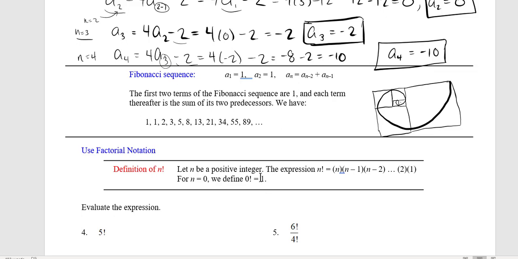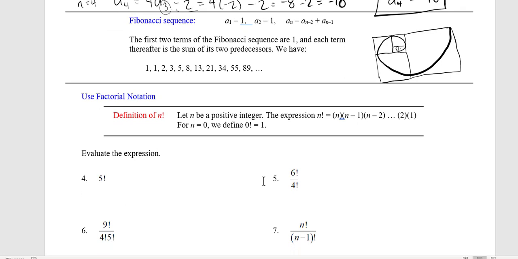So for example, 5 factorial, that's an n value of 5. So it says start at 5, multiply by 5 minus 1, multiply that by 5 minus 2, multiply that by 5 minus 3, all the way down until you get to 1. 5, 4, 3, 2, 1. That's what 5 factorial equals. So you multiply this out. 5 times 4 is 20, times 6. It's like 120. 20 times 6, yeah, 120.